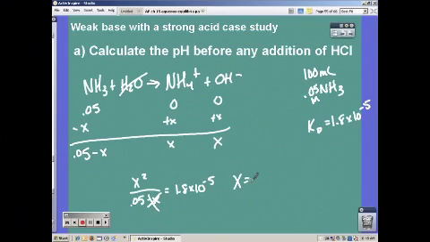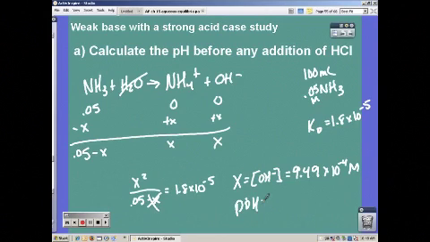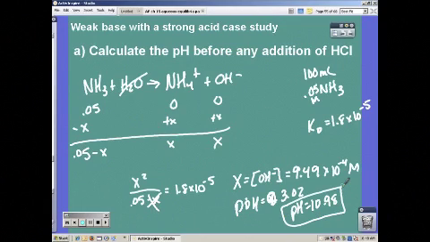So X is our OH concentration, and that's 9.49 times 10 to the negative fourth molarity. So pOH is 3.02, pH is 10.98. Makes sense since it's a weak base, it should be above 7.